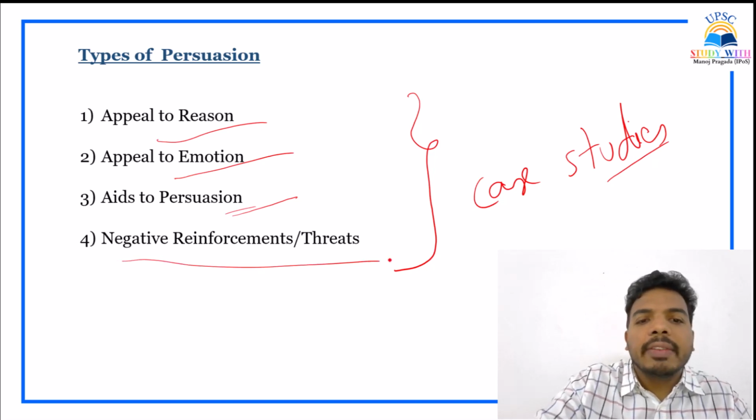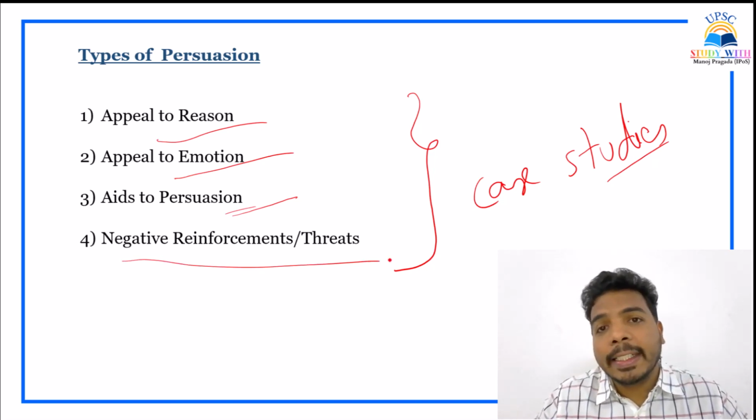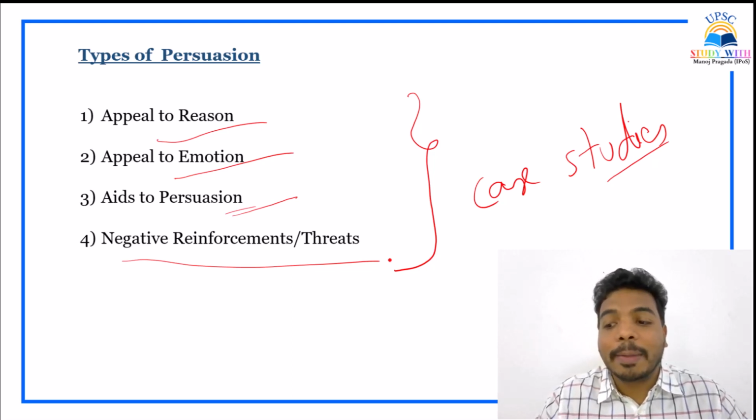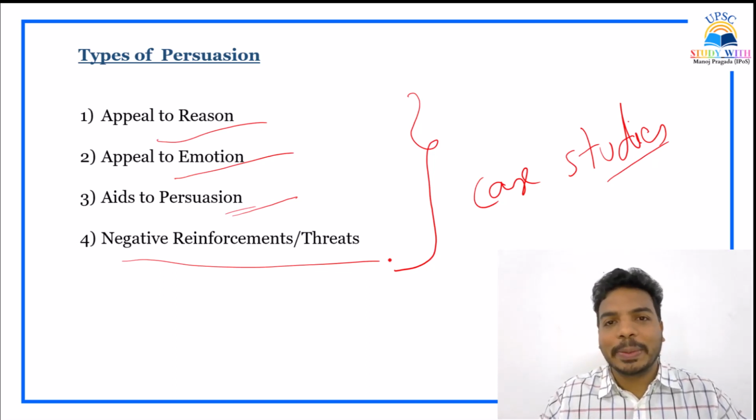What are the negative reinforcements? At the end of the day, what is the carrot and stick policy? If you are not adopting this attitude, how will you be punished? What is the threat? Then also people will change their attitudes.